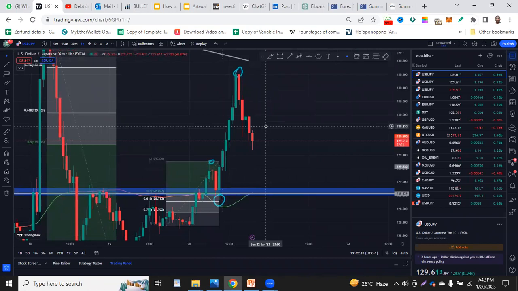Okay, so now that is for that. Now let's use the current high and the current low. This is the current swing low.